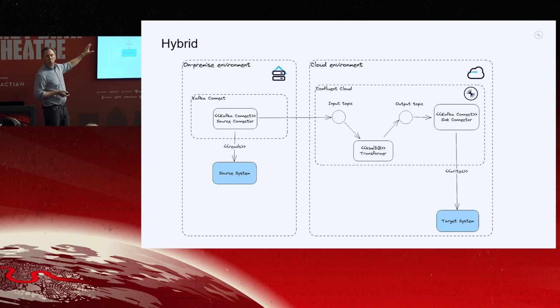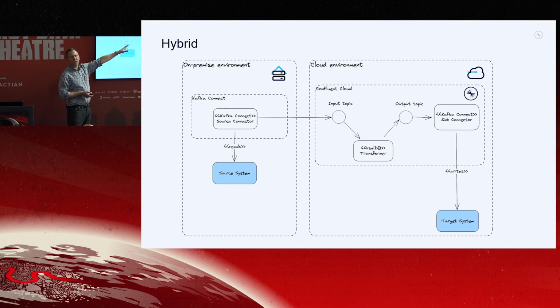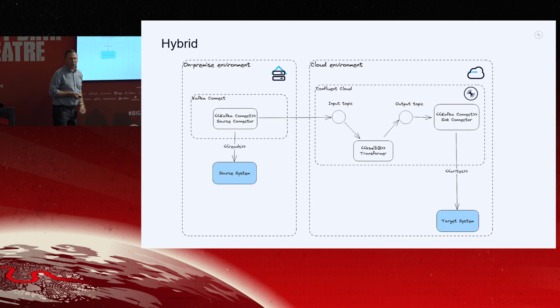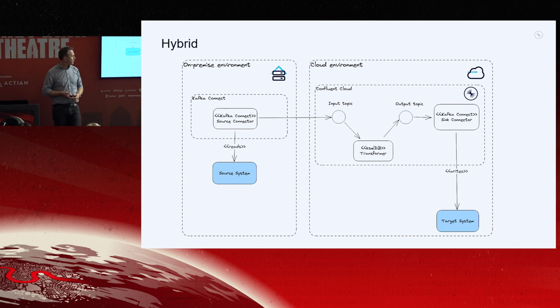This is one of the various flavors. We would run Kafka Connect standalone inside your on-premise environment. It is connected over to Confluent Cloud. A source connector reads from the source system, and the rest of the processing is performed in Confluent Cloud once the data is written from Kafka Connect into that input topic.